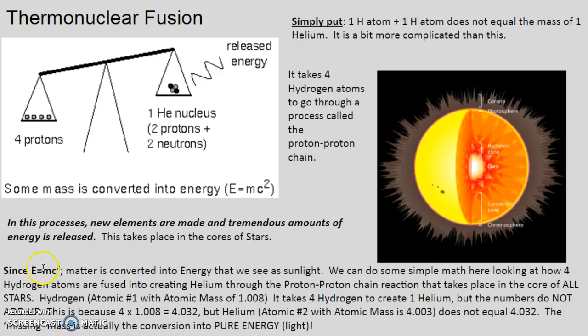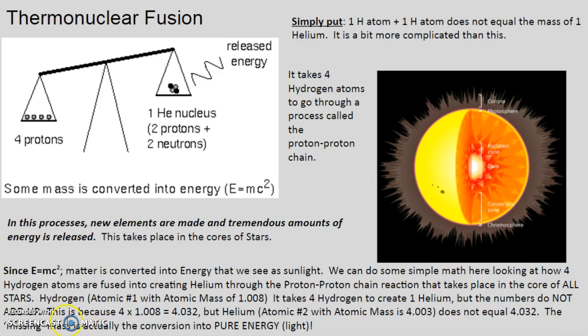Since Einstein proved to us that energy equals mass times the speed of light squared, we can actually apply this concept to how matter is converted into energy that we see as sunlight. Then we can do some simple math here, looking at how 4 hydrogen atoms are fused into creating helium through the proton-proton chain reaction that takes place in the core of all stars. So let's look at hydrogen. It's atom number 1. It has an atomic mass of 1.008. It takes 4 hydrogen to create 1 helium.